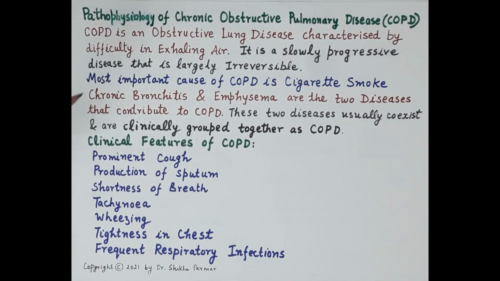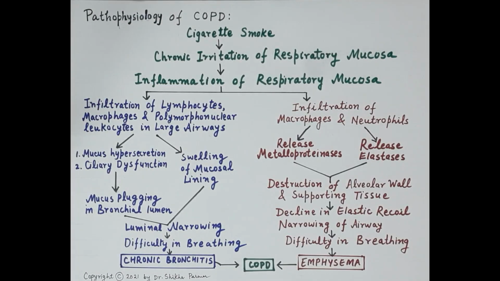Chronic bronchitis and emphysema are the two diseases that contribute to COPD, and these two diseases usually coexist and are clinically grouped together as chronic obstructive pulmonary disease. Now let's understand pathophysiology of chronic obstructive pulmonary disease with the help of a simple schematic diagram.